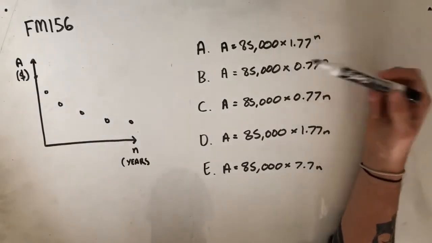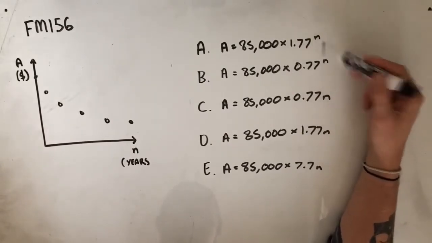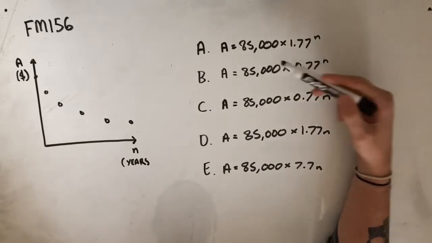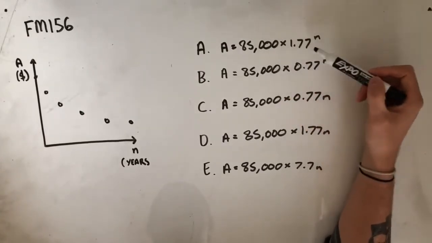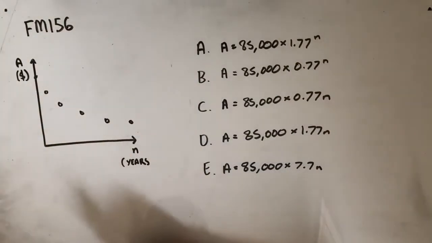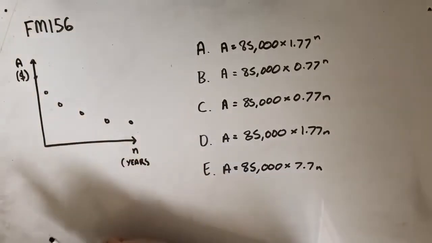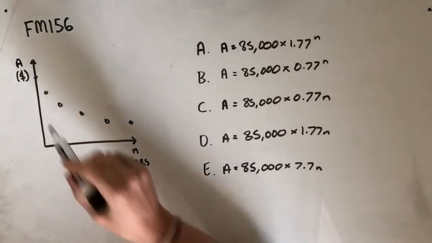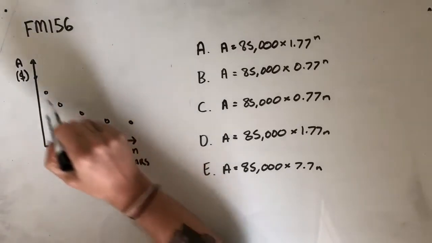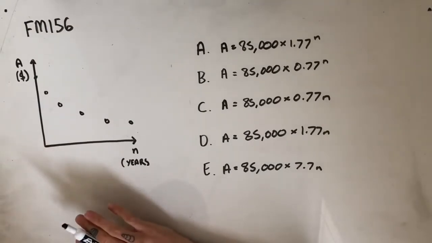So if we look at option A, this says that A equals 85,000 times 1.77 to the power of n. Now all of our options start with 85,000 because on your graph you're able to see that the initial investment amount is 85,000, and then we're decreasing in a geometric sequence of sorts. We can tell this because of this curve that's happening here. We're not moving in a linear fashion, so it's not arithmetic, it is geometric, which a couple of these options attempt to describe.